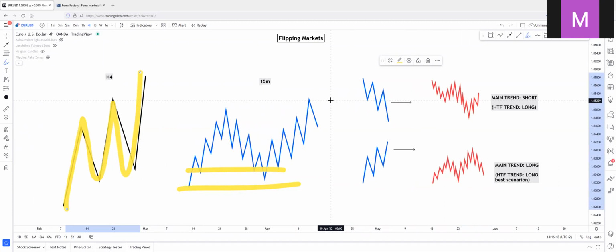I know this can sound a lot. And it could be hard, but once you understand this, it will be so easy to follow the main trend.